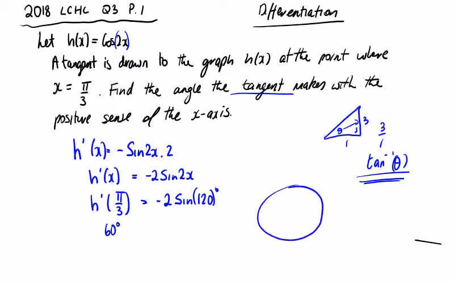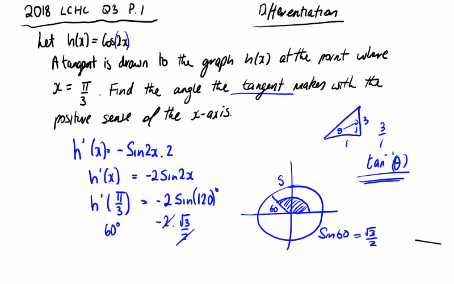Because it's in this sector, to get 120, that would have to be 60. That would leave 120. So the sine of 60 is root 3 over 2. So the sine of 120 would have to be root 3 over 2 too, and sine is positive in here. So minus twice root 3 over 2, which is minus root 3.